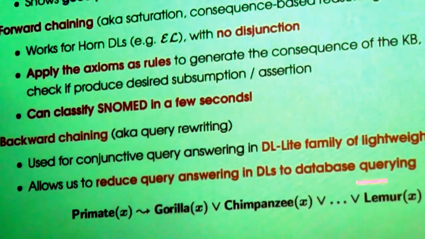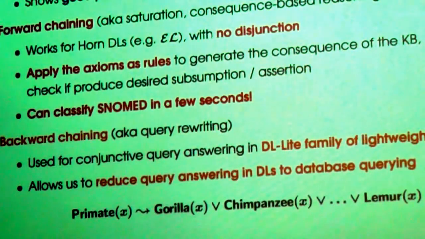And so people came up with another family of lightweight description logics called DL-Lite, and what was nice about this family of logics is that we can take our conjunctive query, and then we look at our T-box, so the axioms, and we think about, well, what are all the ways that I could satisfy this query, given what I know about the axioms, okay? And then what I get in the end is a new query, which typically is actually much larger. That's a bit of an issue in practice. And this new query incorporates all of the relevant information from the ontology, but it's a database query.